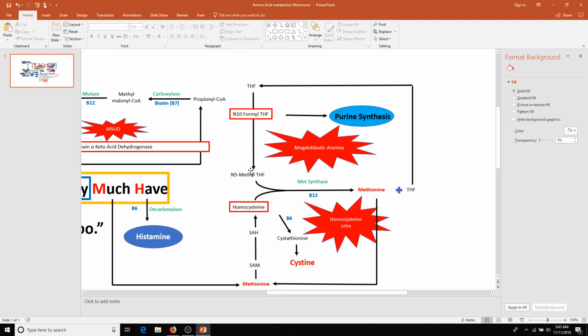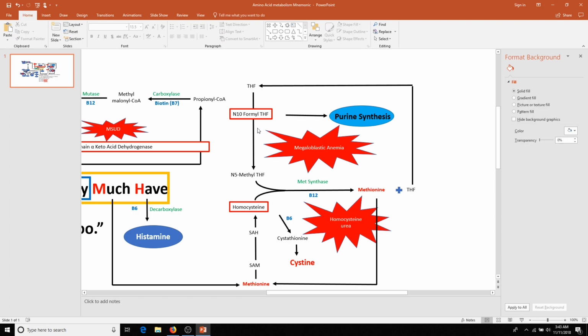You don't have to memorize this whole pathway. But what I want you to remember here is that N10 formyl THF gets used in the purine synthesis. And I'll explain why that's important in just a second. Purine synthesis is part of your biochemistry, so you should definitely review that pathway. But remember that N10 formyl THF gets used in that pathway.